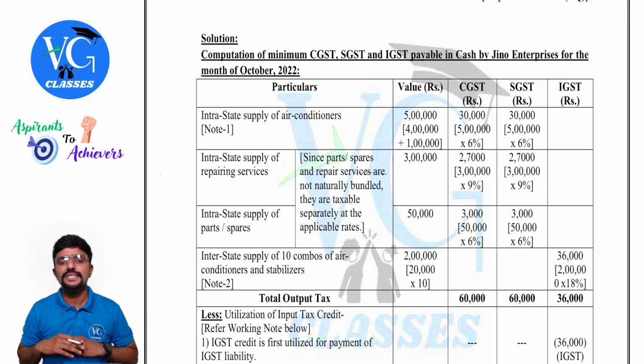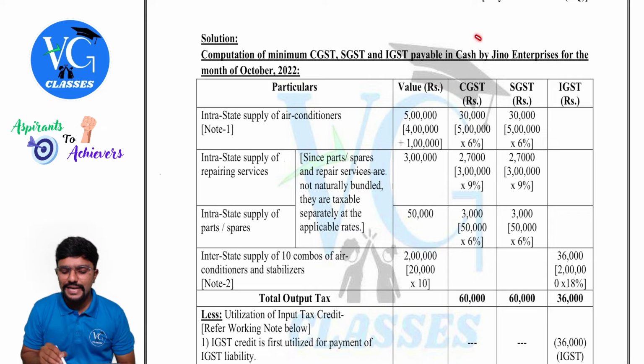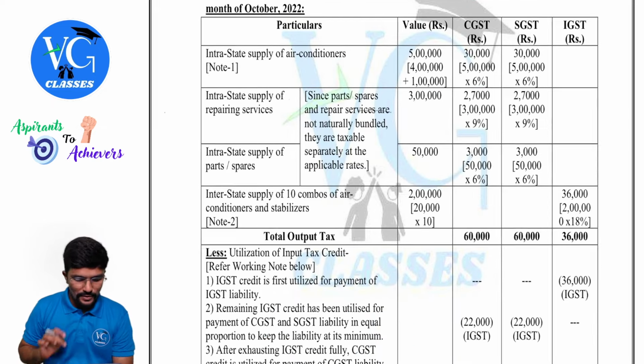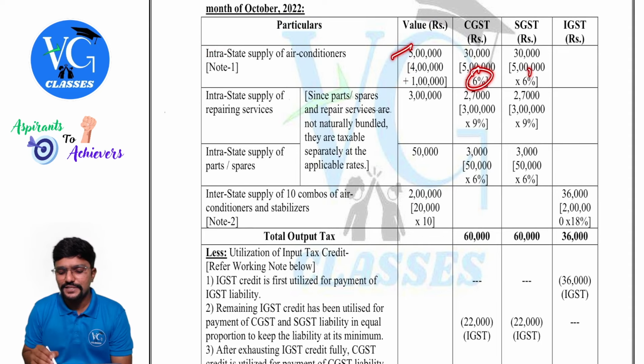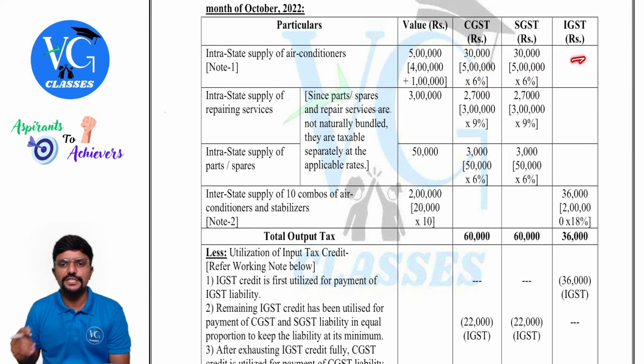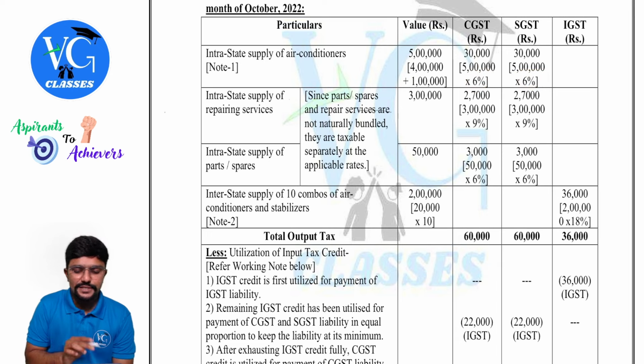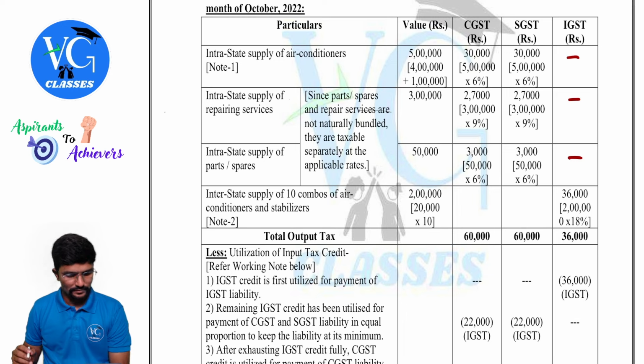Computation of minimum CGST, SGST and IGST payable in cash by Geno Enterprises for the month of October, guys. Intrastate supply of air conditioners. So we are taking 4 lakh plus 1 lakh, that is right, 5 lakh is the total value of supply. On that, 6% CGST and 6% SGST, yes. Both 6%. Yes, sir.